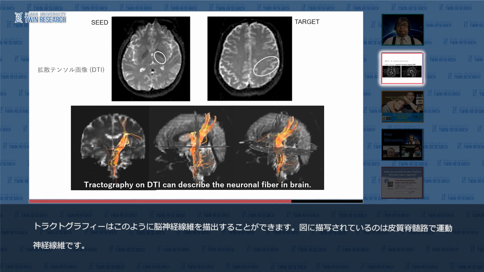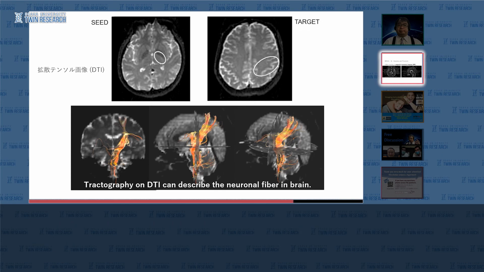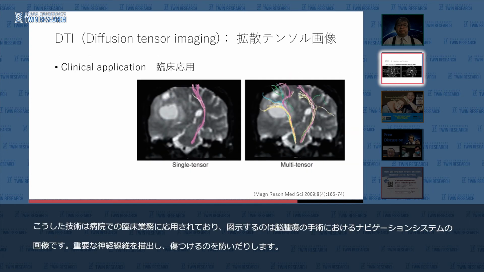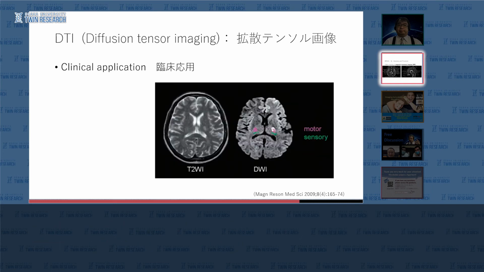Tractography on DTI can describe the neuronal fibers in the brain. This is the corticospinal tract, the motor neuron. So DTI-derived tractography gives detailed brain anatomical information and is used in research and clinical practice at the hospital. DTI-derived tractography can be used for navigation in brain surgery like this. In case of acute infarction, brain neural damage is visualized.